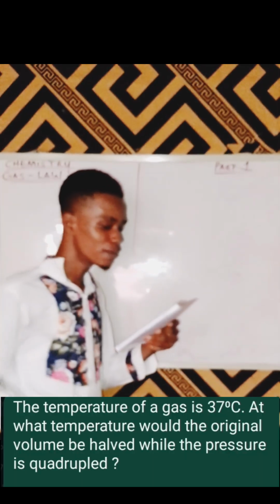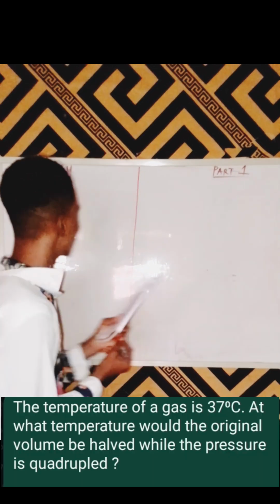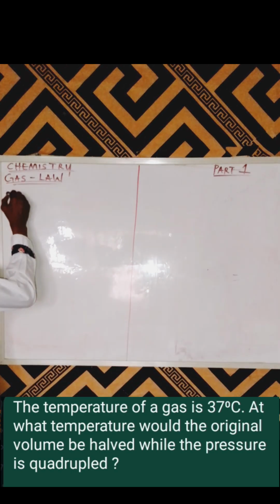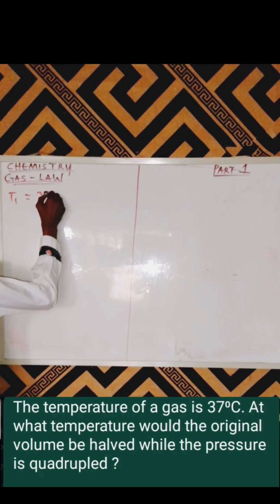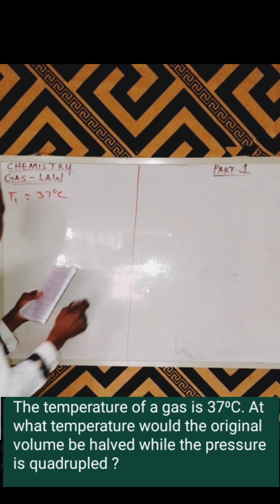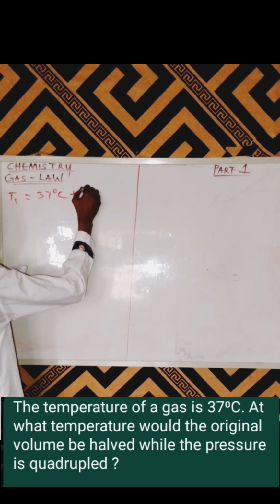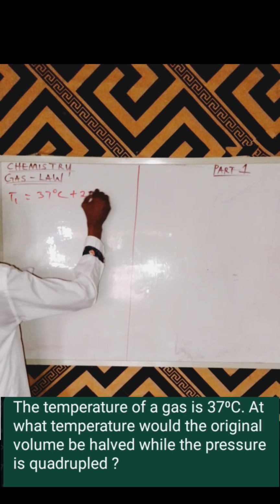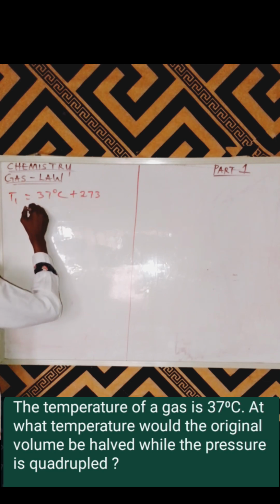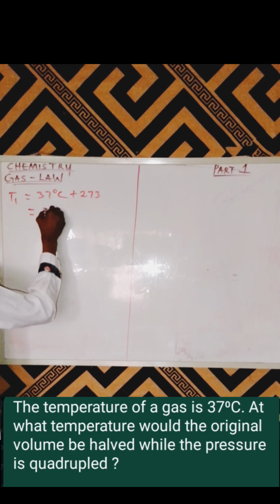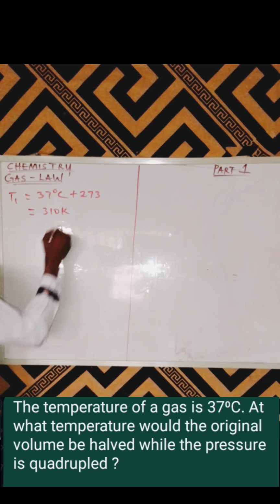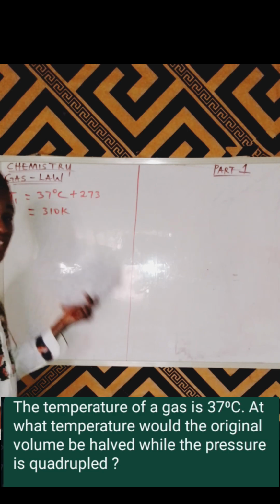They say that the temperature of a gas is 37 degrees Celsius. So T1 here is equal to 37 degrees Celsius. Yes, I'll have to convert it now. Plus 273. So now I'm going to have 310 Kelvin. Yes, so that's 310 Kelvin.